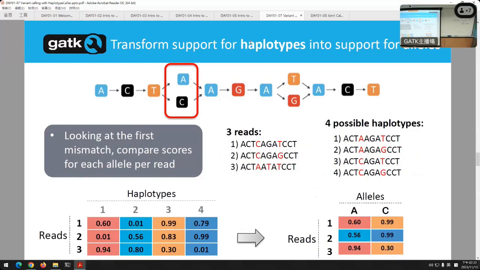Although we're looking at all the mutations together, we score them one at a time. So let's just look at the leftmost mutation, the AC. We're pulling out the AC data from that table, and for each of the reads I'm taking the highest score. Just believe me, because I've done this for us. I've taken the highest scoring A and C allele scores for each. For read 1, the highest C score is 0.99, and for A is 0.6. So that's what I'm going to look at.